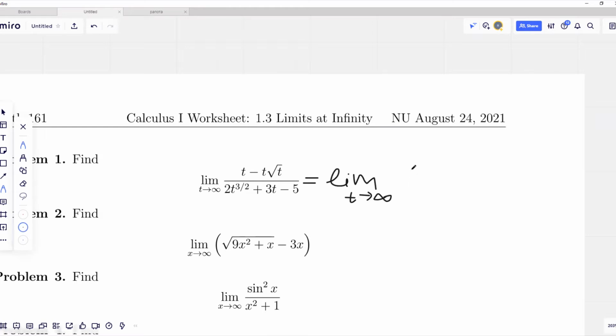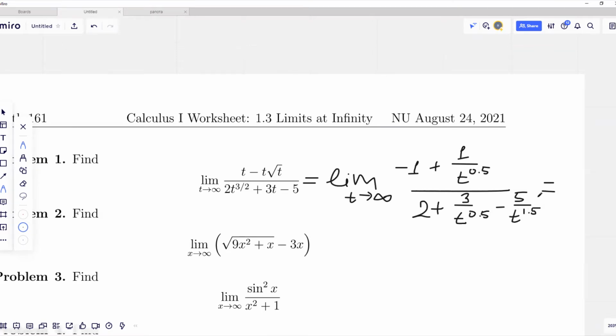So we'll end up with minus 1 plus 1 over t to the power of 0.5 divided by 2 plus 3 over t to the power of 0.5 minus 5 over t to the power of 1.5. So these terms here are going to vanish as t goes to infinity. So we'll end up with minus 1 over 2.